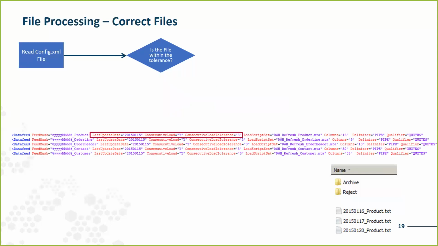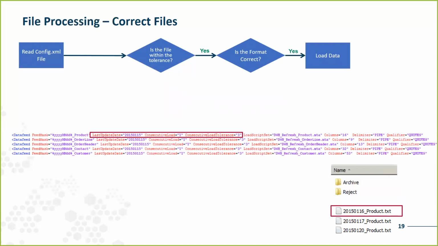We will then check the next file. So is the file within the tolerance? This particular file is within the tolerance. We will then go on to check the format of that file. So is it in the right format? In this case it is, so we'll then go on to load the data and we move that to the archive folder. We will then update the last update date in the config, so it's quite subtle on the presentation, but that number's changed from 2015-01-15 to 16.